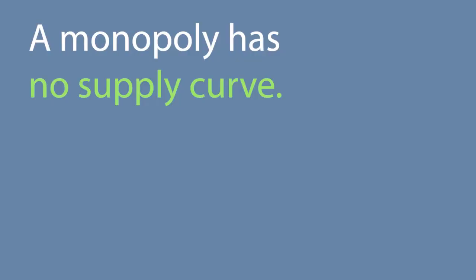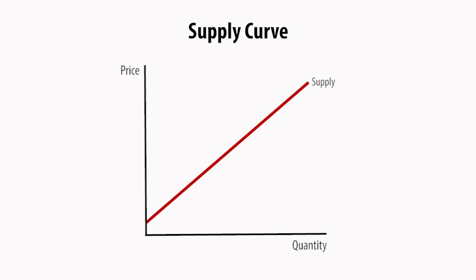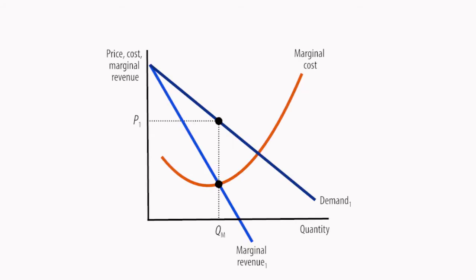One last note about monopolies is that a monopoly has no supply curve. A supply curve shows the relationship between the price and the quantity supplied. With this graph, we can show that for a monopoly, the relationship between price and quantity can't be specified by a single curve. Demand 1 and marginal revenue 1 are the original demand and marginal revenue curves. P1 and QM are the profit-maximizing price and quantity.